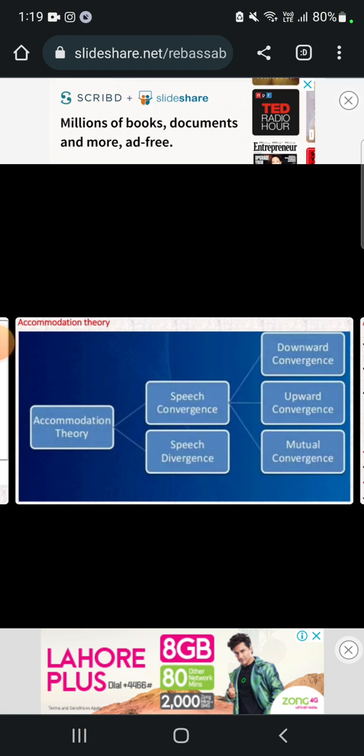Accommodation theory is a very important theory. You can be asked some questions on how we shift our speech styles and why we make that shift.